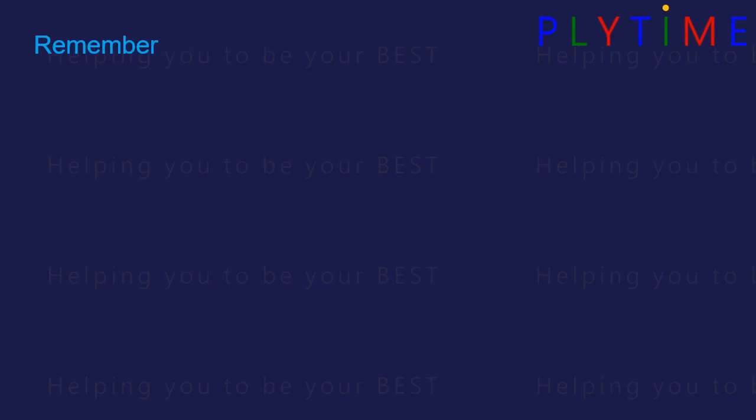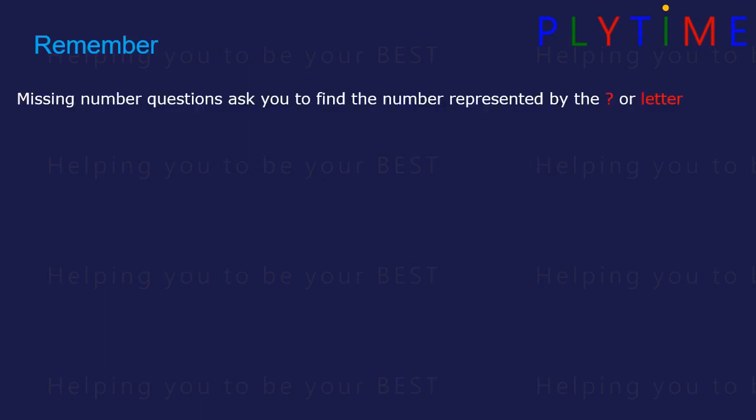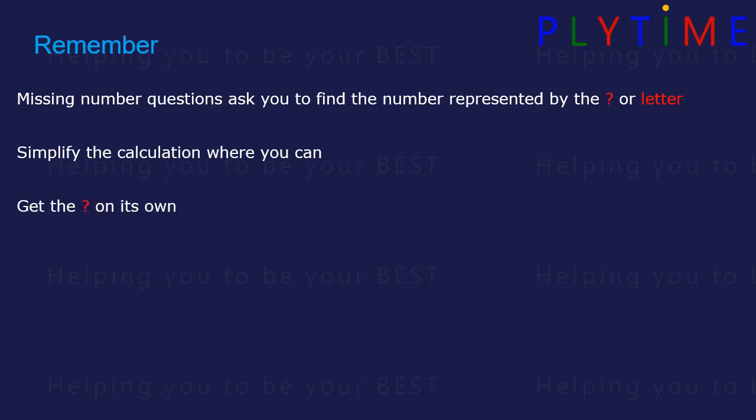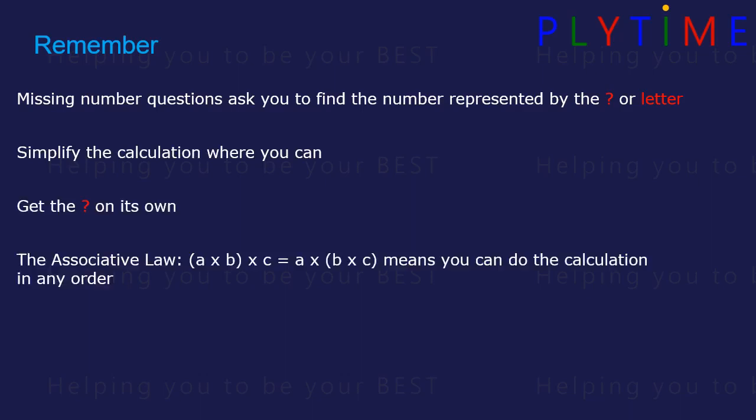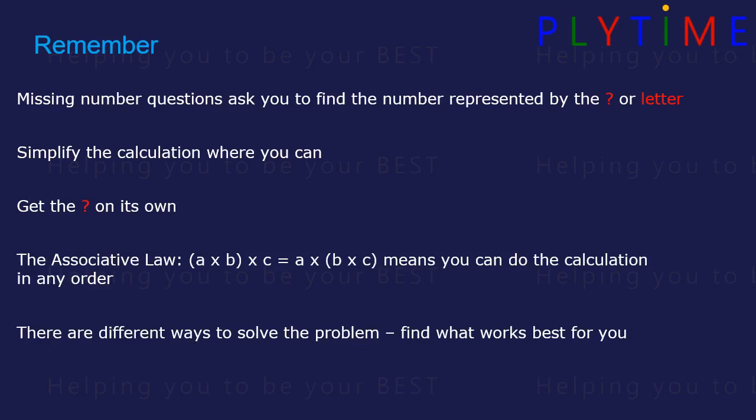Remember, missing number questions ask you to find the number represented by the question mark or the letter. You can simplify the calculation where you can, and you need to get the question mark on its own. The associative law means you can do the calculation in any order. There are different ways to solve the problem. Find what works best for you.